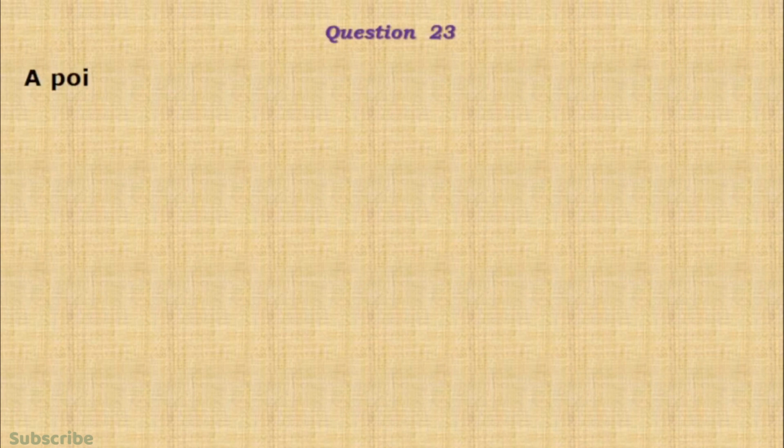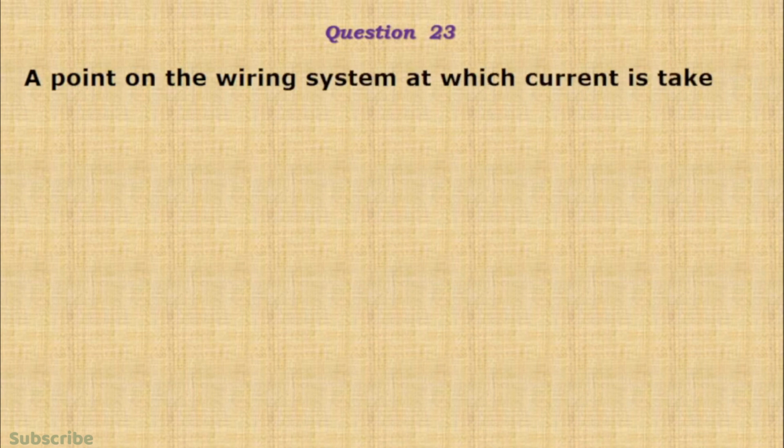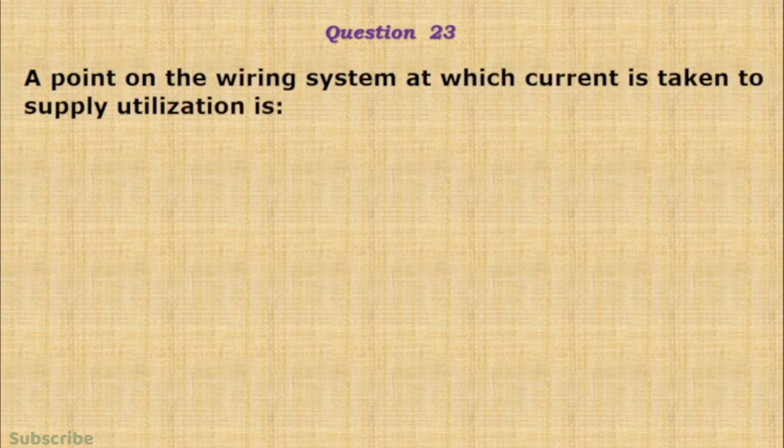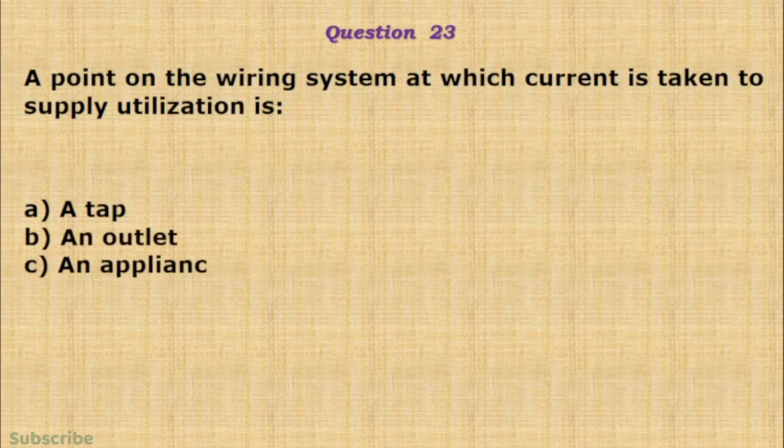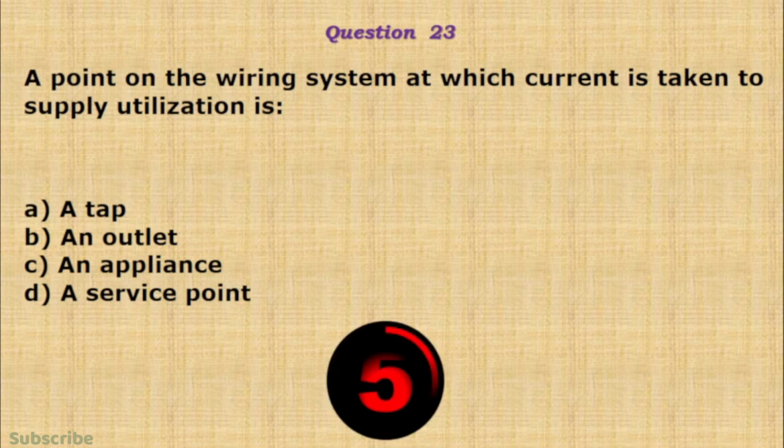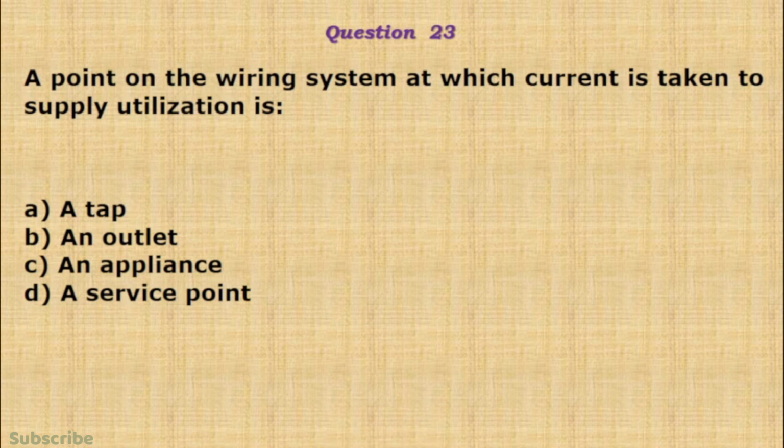Question number 23. A point on the wiring system at which current is taken to supply utilization equipment is A. A tap, B. An outlet, C. An appliance, D. A service point. The correct answer is letter B, an outlet.